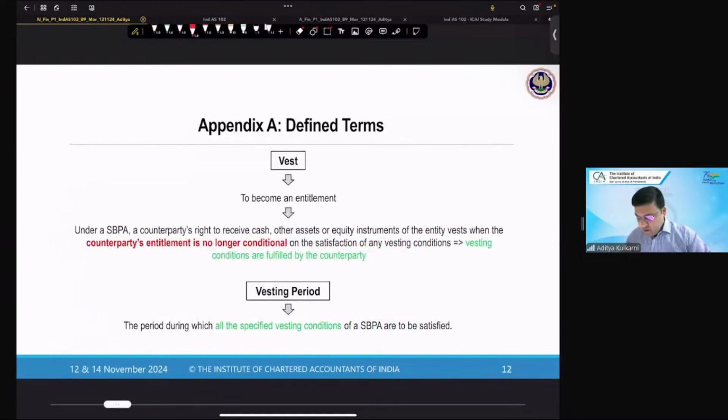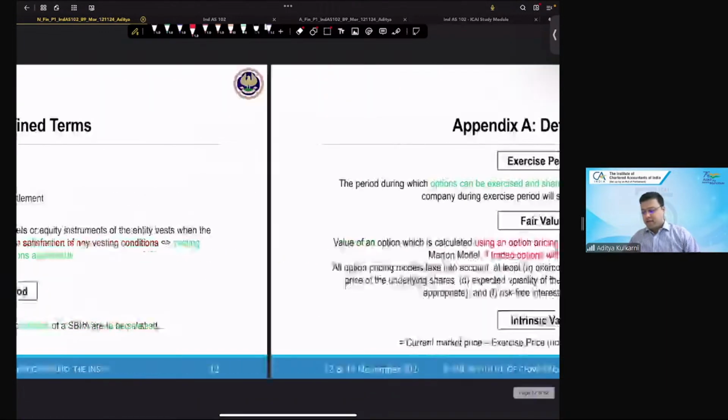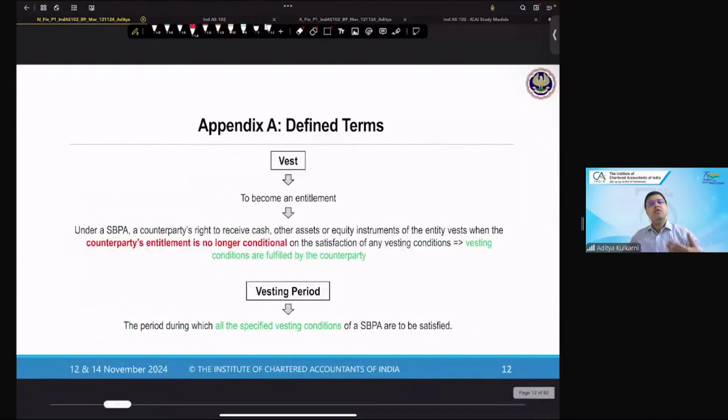All right. Now we come to vest. What is the meaning of vest? We are now slowly moving into share-based payment arrangements' nitty-gritties. What is the meaning of these terms? Because once I know these terms, then I will be in a position to understand the questions better.